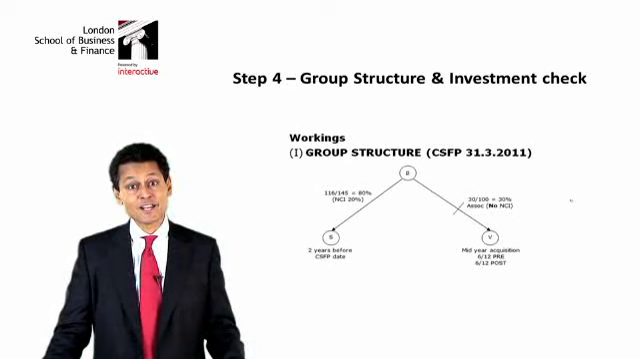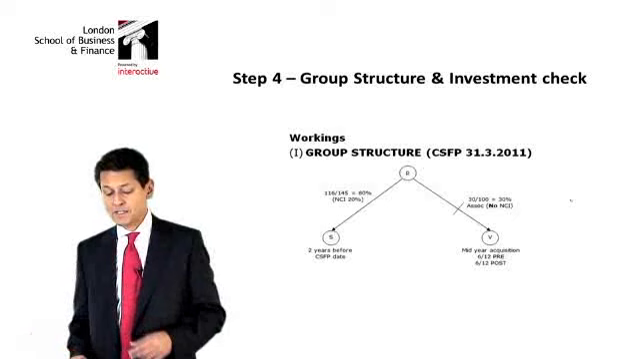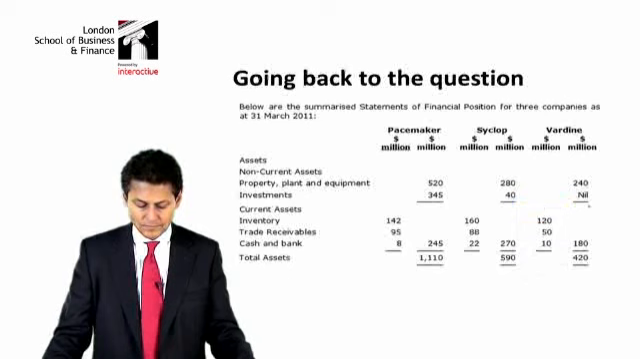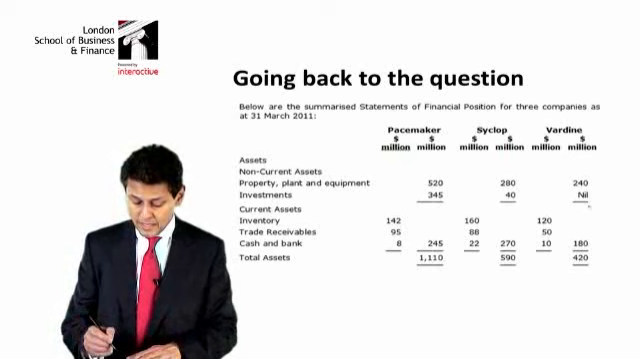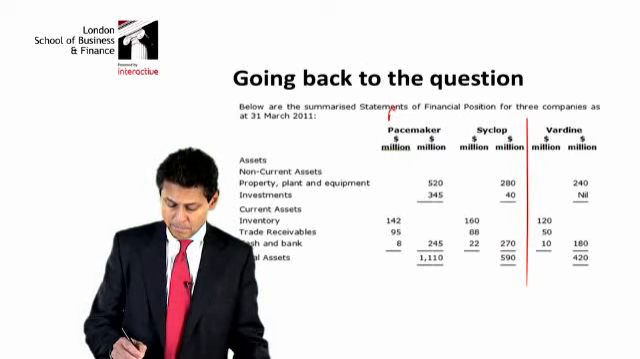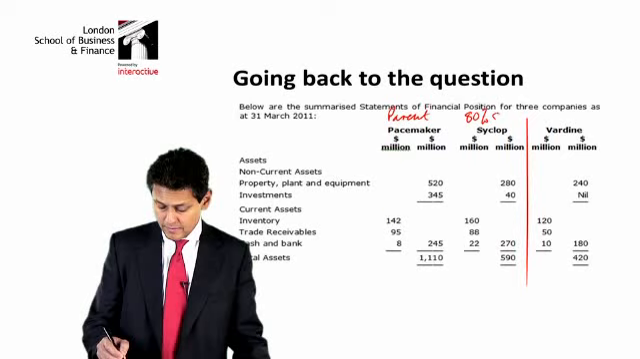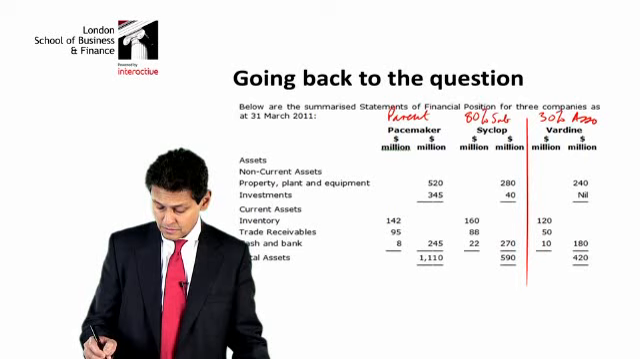So because the acquisition is in the middle of the year, 6 months is pre-acquisition and 6 months is post-acquisition. Let me just prove that to you. I brought through the Pacemaker, Cyclop, and Vardeen. As soon as you decide that the Vardeen is an associate, what I'd recommend you do is a little line, like that. And so you can say this is the parent, this is the 80% sub, and of course this is your 30% associate.